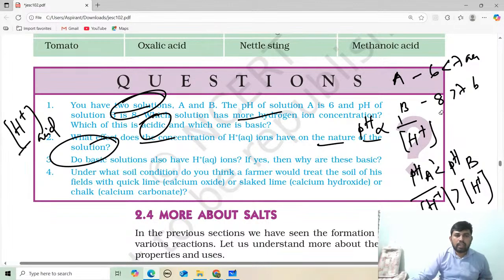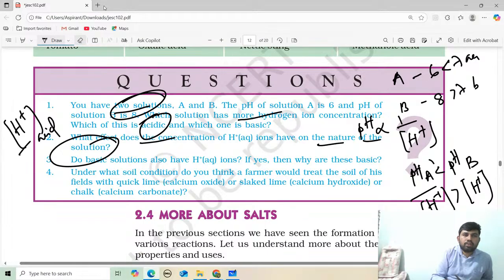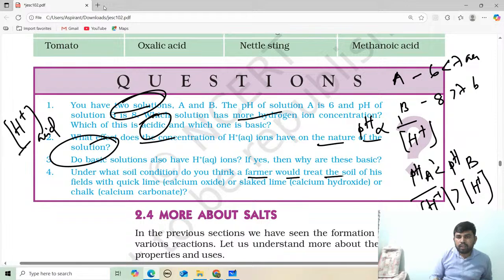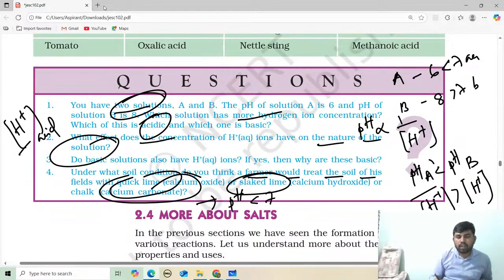Now, next we can discuss one more question. Under what condition of soil do you think a farmer would treat the soil with quicklime? We discussed quicklime, slaked lime and calcium carbonate. The condition is when pH is less than 7, which means when the soil is acidic. These are all bases, so calcium hydroxide should be used to treat the soil when it is acidic in nature.